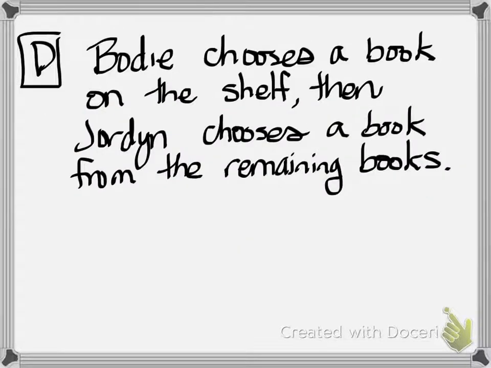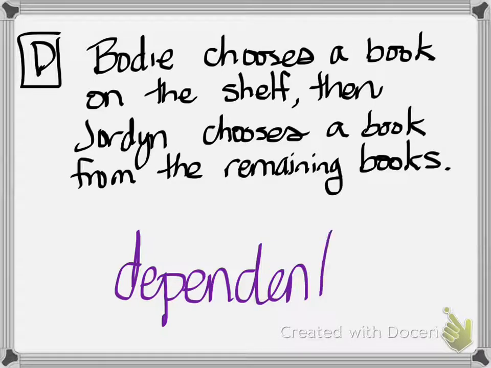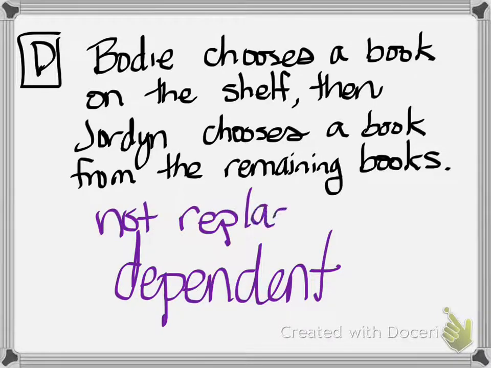Bodhi chooses a book on the shelf, then Jordan chooses a book from the remaining books. The question here is, does Bodhi replace the book? In the question, does it say that he puts it back right away before Jordan chooses? Since it doesn't, this is dependent. If it's not replaced, that makes it a dependent event.